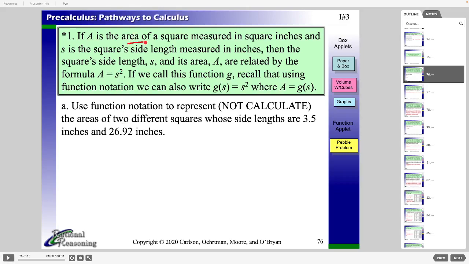I'll let you read through that, but we know it's measured in square inches, and we're going to define S to be the side length measured in inches. So we've got this little square here. We're going to call each side S, and the area, since all of these are S, is going to be length times width, or S times S, which gives us a formula: area is equal to S squared.